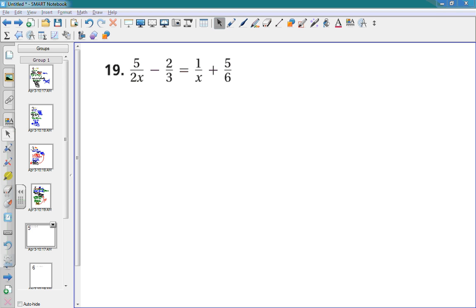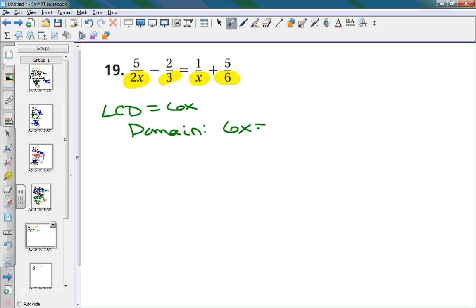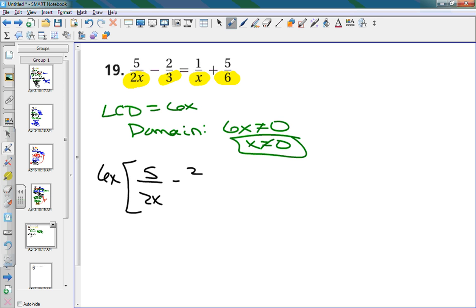Okay. We look at our little denominators. Many of you are still sitting there like, oh. LCD is going to be 6x, which means my domain restrictions are going to be what? 6x cannot be 0, so x cannot be 0. How many people got all that? Excellent. So now what we need to do is multiply this entire equation by 6x. So 5 over 2x minus 2/3 is equal to 1 over x plus 5 over 6.